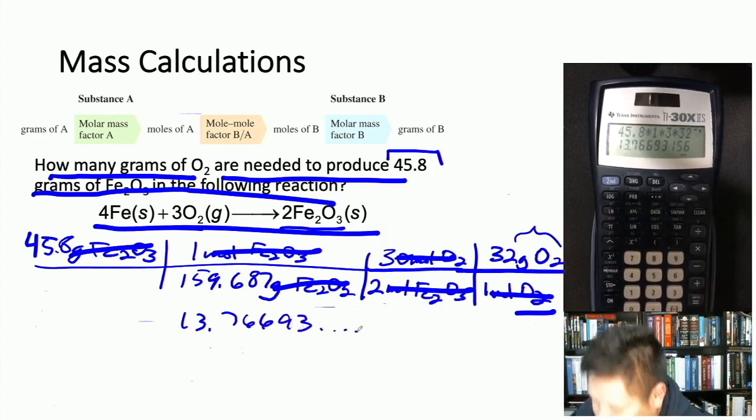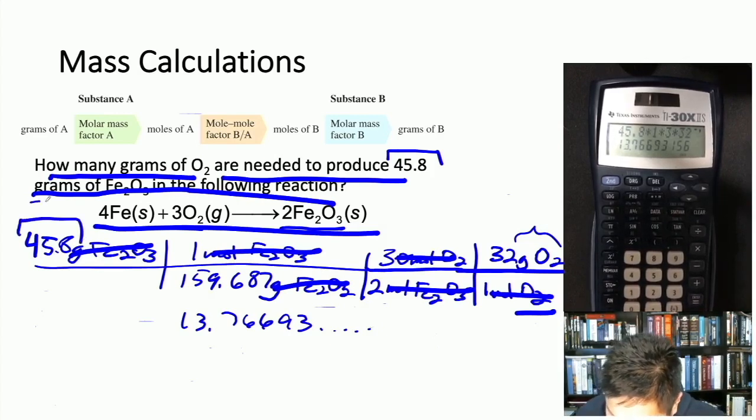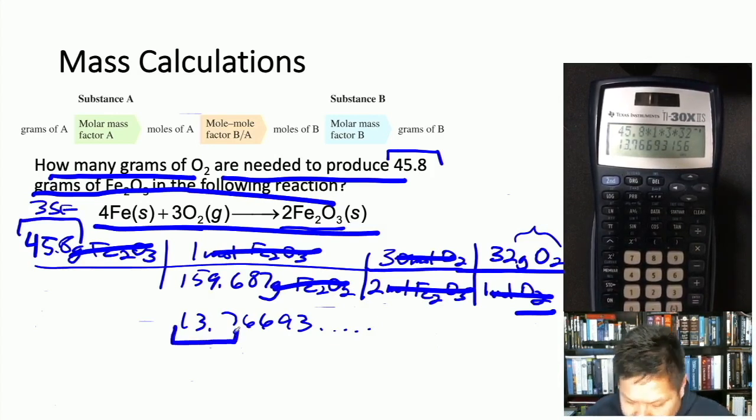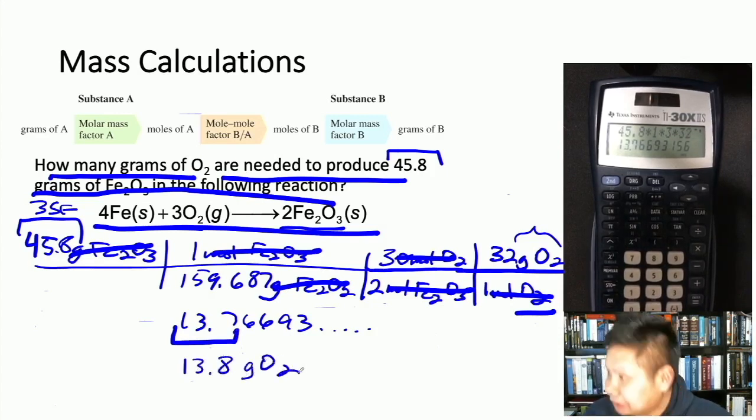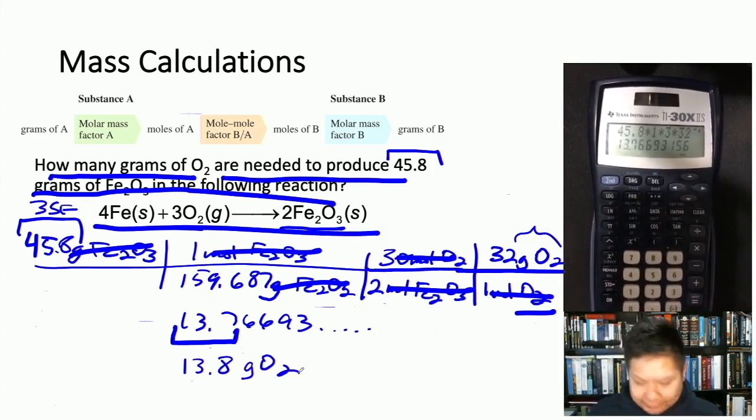$13.76693... right? A whole bunch of numbers there. Our lowest number of sig figs is right here, 3 sig figs, which means we'll take this down to 3 sig figs here. Our answer then will be 13.8 grams of oxygen is required to produce 45.8 grams of iron oxide.